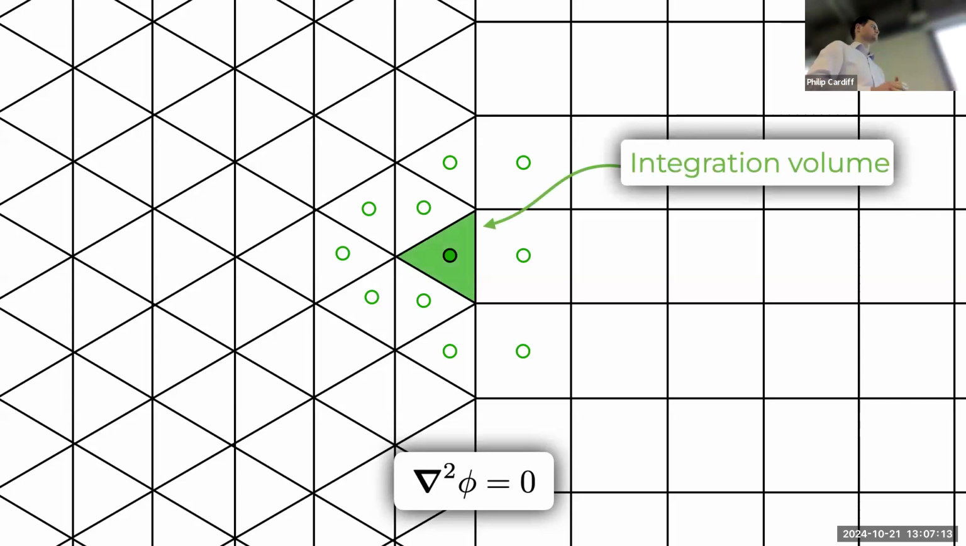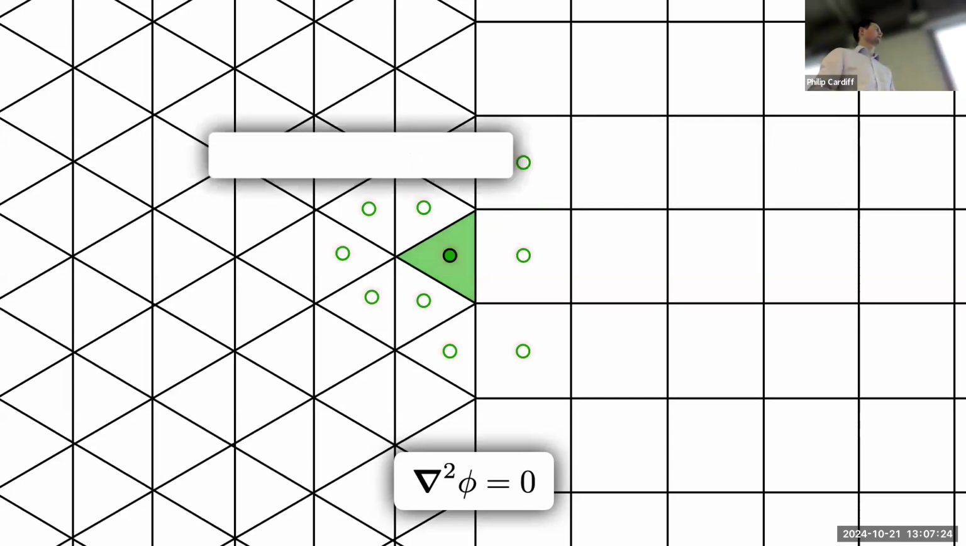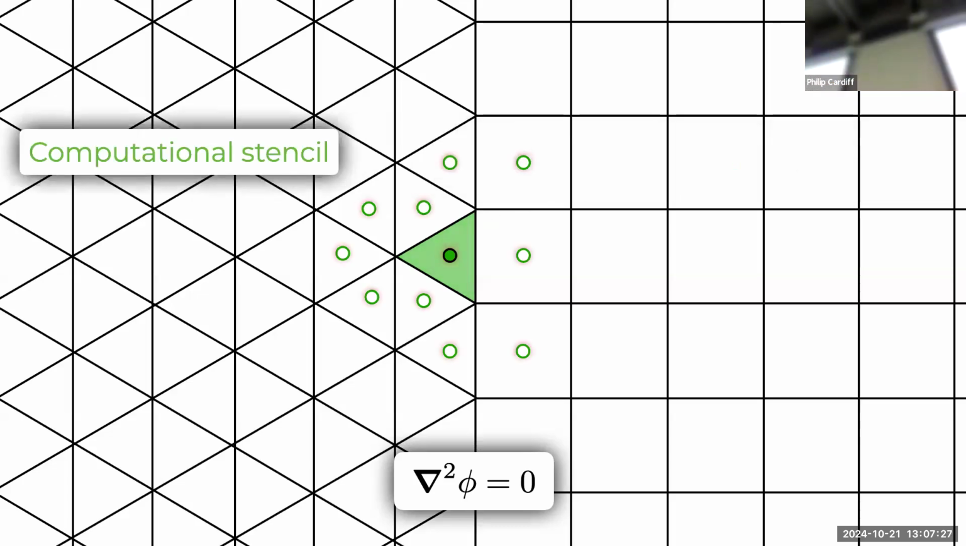So just some naming conventions. Where the equation is applied is called the integration volume. So in finite volume method, you're integrating over this cell like that. And then we're writing this equation in terms of the unknowns at a particular set of cell centers. So that particular set for that cell is called the computational stencil. Sometimes it's called the computational molecule. And if you're using a higher order finite volume method, then the stencil tends to get bigger, so you can fit higher order polynomials.